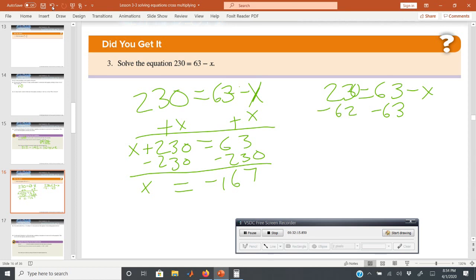What you're typically taught to do in high school algebra is go in and, I don't know why I wrote 62, subtract that 63 from both sides. And when I subtract it, I end up with 167, but it equals negative x.